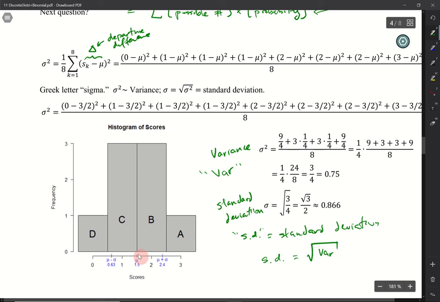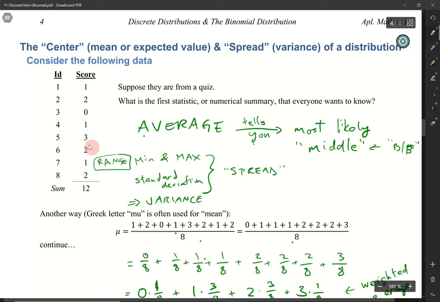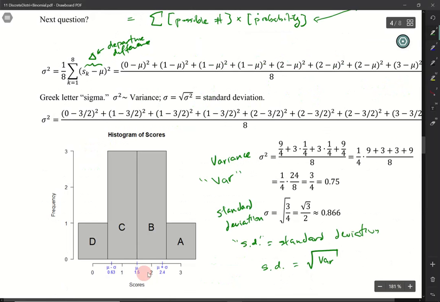In this case, for those few scores, here is a graph, sometimes called a histogram. The value 0 we had once, the value 1 we had 3 times, the value 2 we also had 3 times, and the value 3 we had once. So our data over here, we could graph it in this histogram, with the frequency of each value.